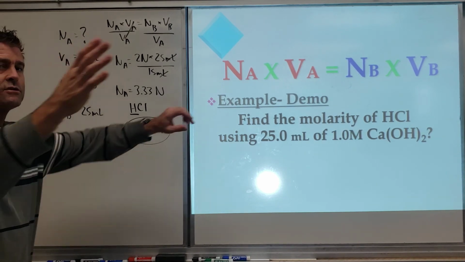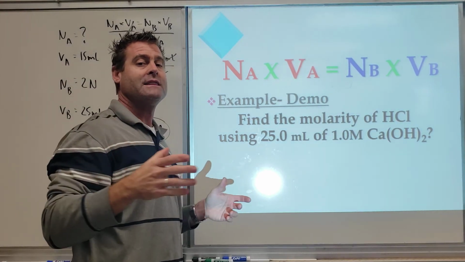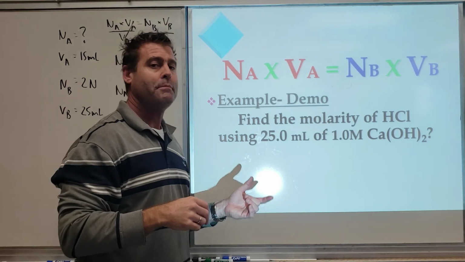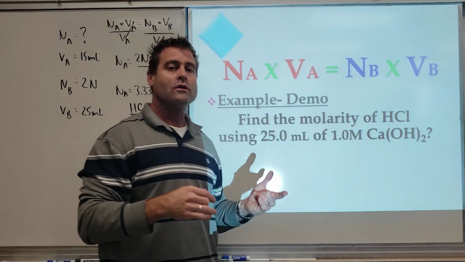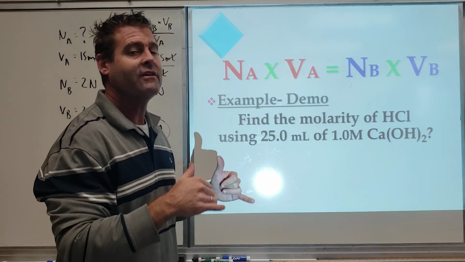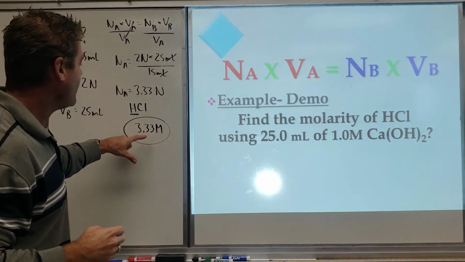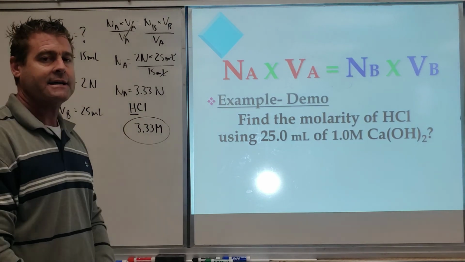So you guys see what titration is. Titration is the method by which we use an acid or a base of known concentration to neutralize an acid or base of unknown concentration in order to figure out the unknown concentration of that acid or base.